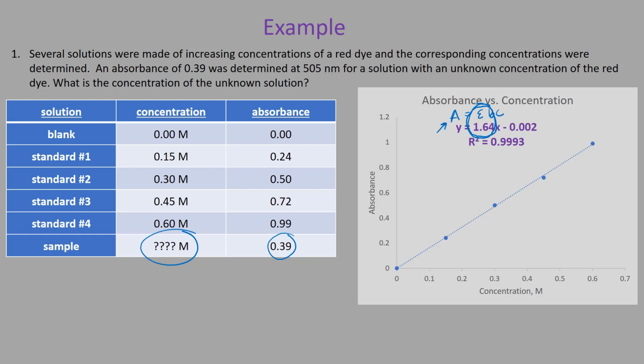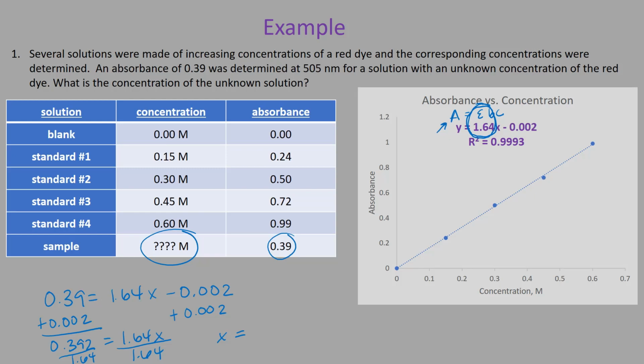So if I do that, I'm going to have 0.39 is equal to 1.64, my slope of this line, times x, minus 0.002. Okay, and so now I can solve for x. I'm going to add 0.002 to both sides, so I get 0.392 equal to 1.64x. So divide by 1.64 on both sides, and my x is equal to 0.239.